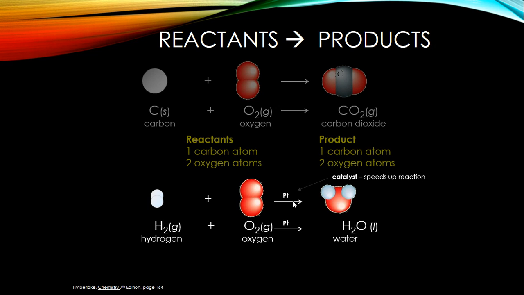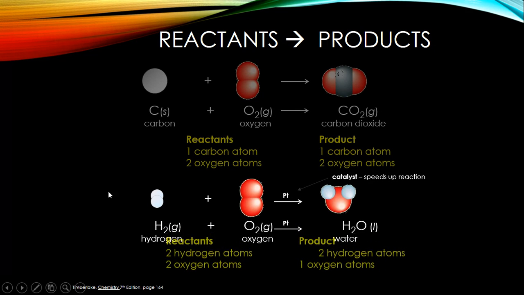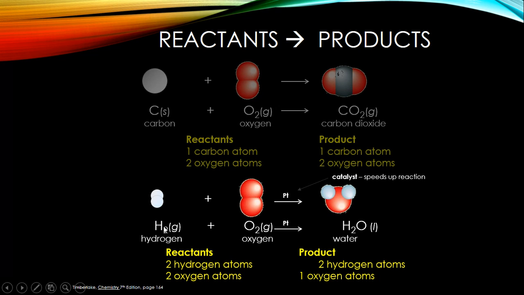So if I have hydrogen and I add it to oxygen with the use of platinum, I can actually make water. This is a really useful reaction, but you'll notice starting off, I have 2 hydrogen atoms and 2 oxygen atoms, and when I end, I have 2 hydrogen atoms and only 1 oxygen atom. So my equation is not balanced, and in order to do calculations later, which we will do, we have to have a balanced chemical equation.